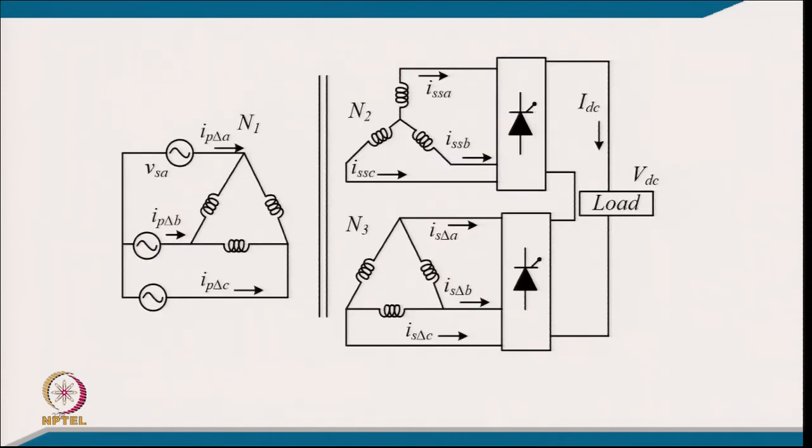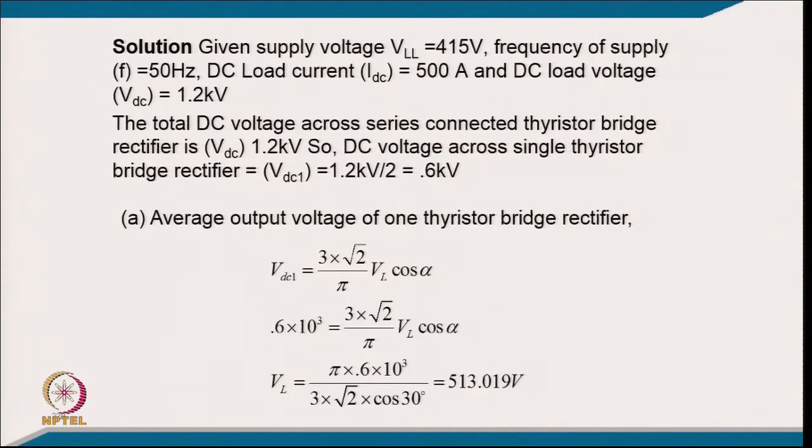So, these are the typical connections: you have a star and delta star, and 2 thyristor bridges connected in series with a common current of IDC. And coming to the numerical part, given the supply voltage of primary 415 volt and frequency of 50 hertz, we require a load current of 500 ampere, and the voltage of the load is 1.2 kilovolt. So, you certainly need a step up transformer in that case. You can just see, because both are connected in series, to get the 1.2 kilovolt, each converter should give you around 0.6 kilovolt, 600 volt.